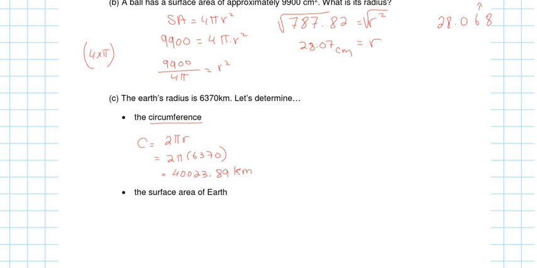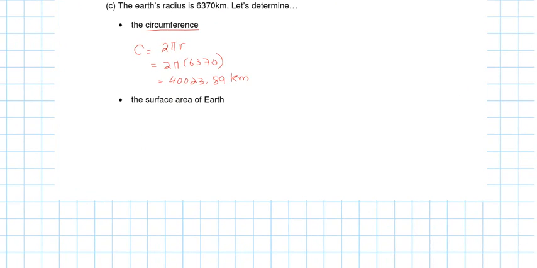Now, if you're looking for the surface area of Earth, this is where you're going to have to use the 4 pi r squared, because you're looking at the surface area of the sphere. And that's going to be a big number. What's the unit for this one? Kilometer squared.